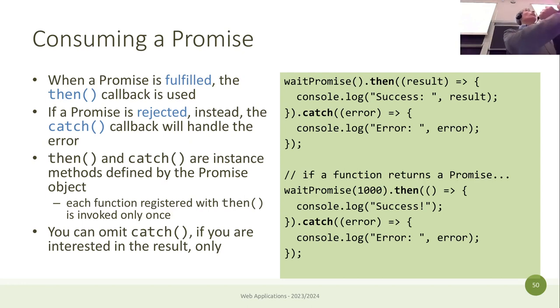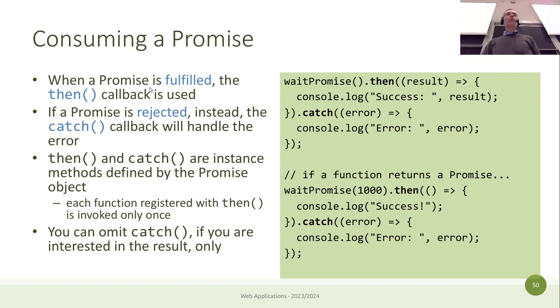So then is a method that we can call to attach our code, so a callback, to be executed when the promise is fulfilled, okay? So when the promise is fulfilled, what we attach to the promise with the then will be executed. So that's the place where we put our code that we would like to execute when the promise is fulfilled. So in the previous case, when the duration has passed, right? And then we also have dot catch, to which we can pass the code that we would like to execute when the promise has been rejected. So there's been an error, okay?